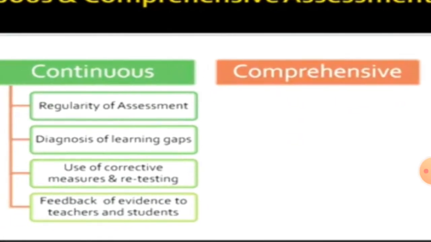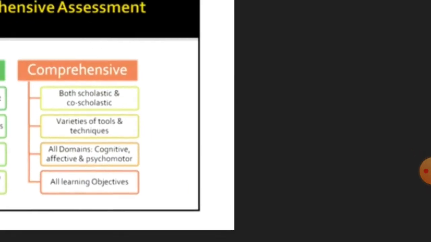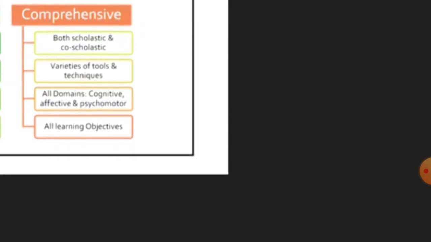Then what is comprehensive? We have discussed three terms. One is evaluation, the second is continuous, and the third is comprehensive. If you see the word comprehensive, we know that school activities or classroom teaching learning activities are academic and non-academic, curricular and co-curricular, scholastic and co-scholastic. We divide the teaching learning activities or school activities into two categories: scholastic activities and co-scholastic activities, or curricular activities and co-curricular activities. So we can classify the school or teaching learning activities into two categories.